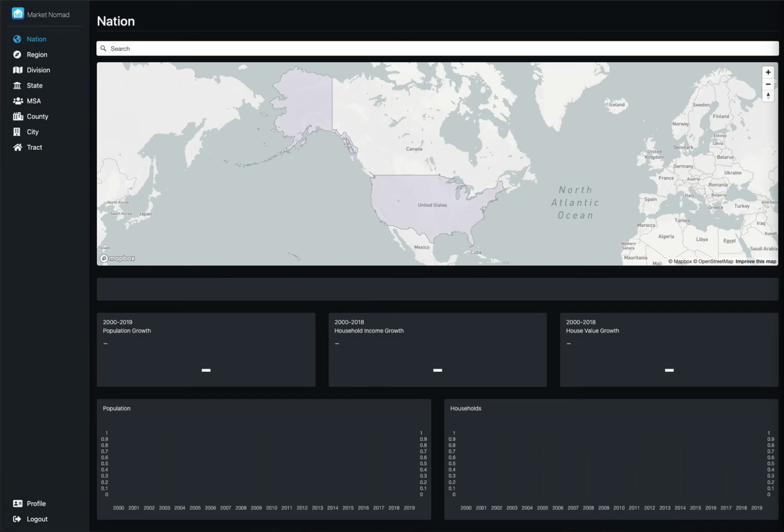Today, I'm going to show you an overview of what you can do with Market Nomad. When you first sign in, you'll be presented with a pretty empty screen, but we will quickly see how it'll populate with data.